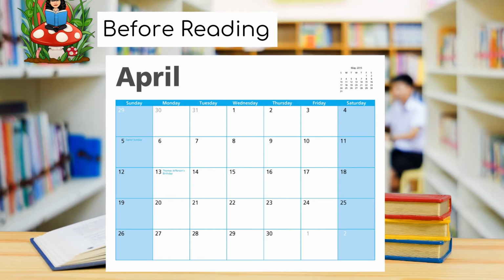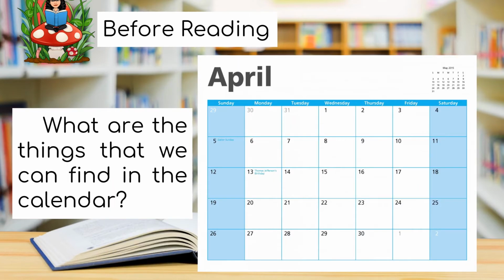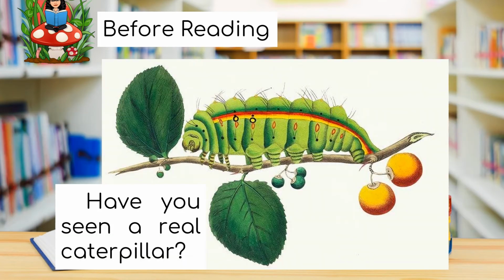What do you think the picture is all about? Correct. It is a calendar. What are the things that we can find in the calendar? The things that we can find in the calendar are the names of the days of the week and their numbers. What is the name of the animal in the picture? Correct, it is a caterpillar. Have you seen a real caterpillar?